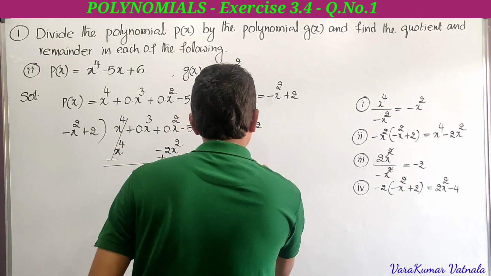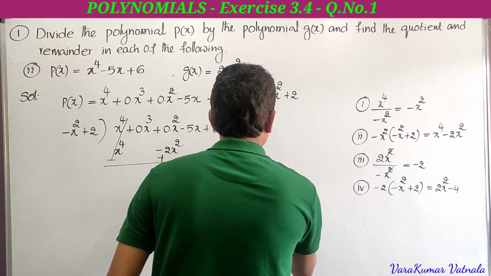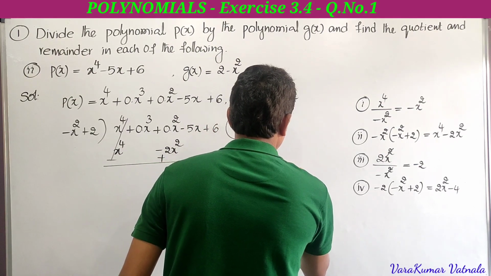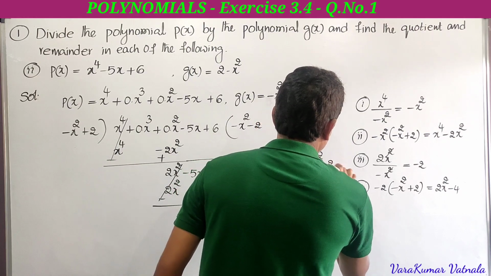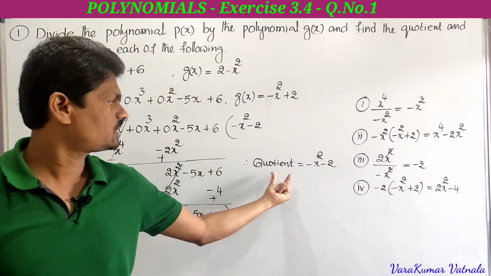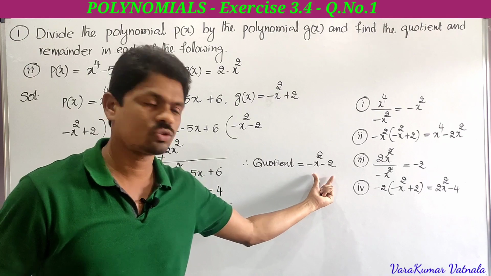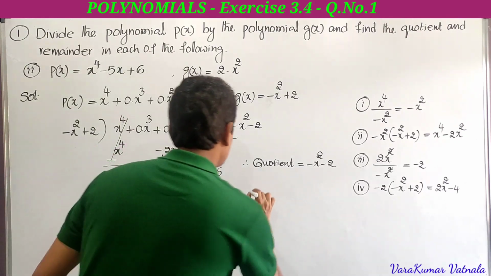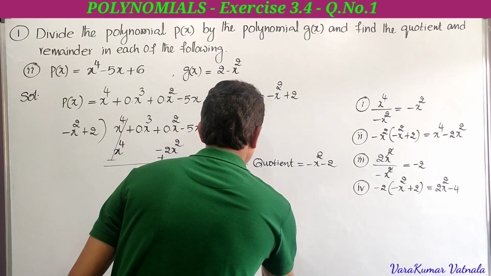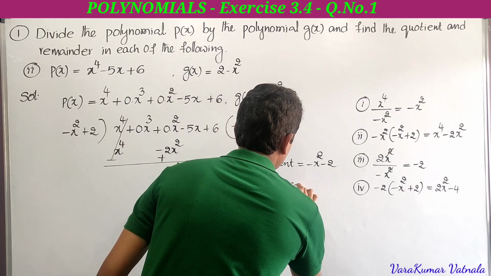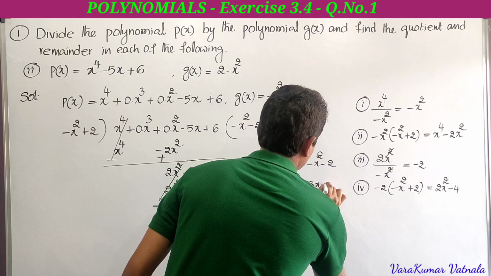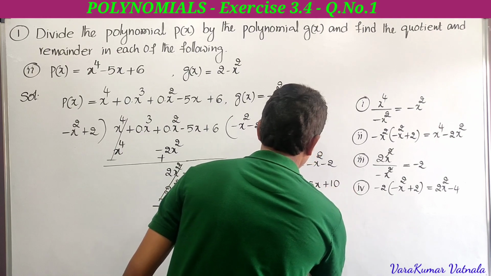Therefore the quotient is equal to minus x square minus 2. So this is the quotient. The remainder is equal to minus 5x plus 10. Minus 5x plus 10 is the remainder.